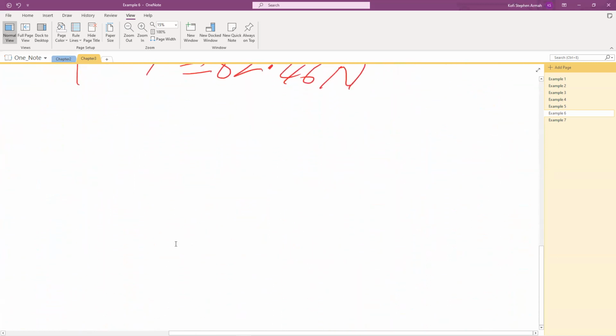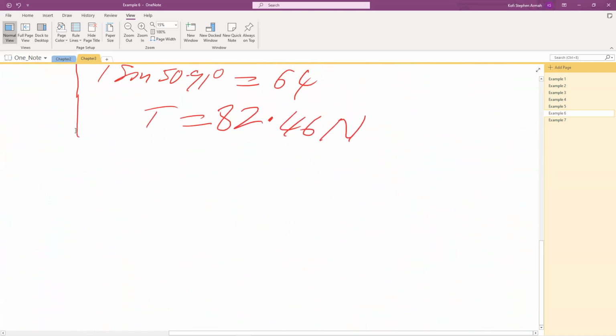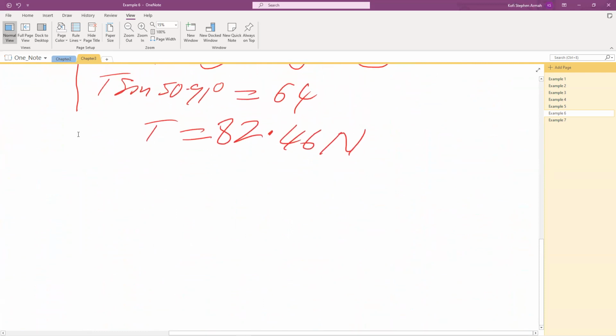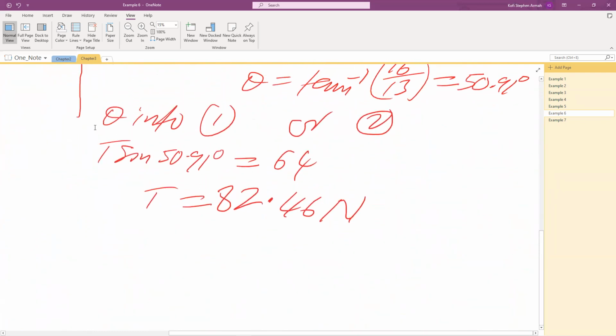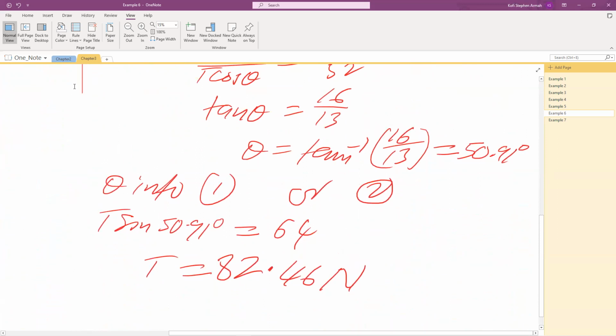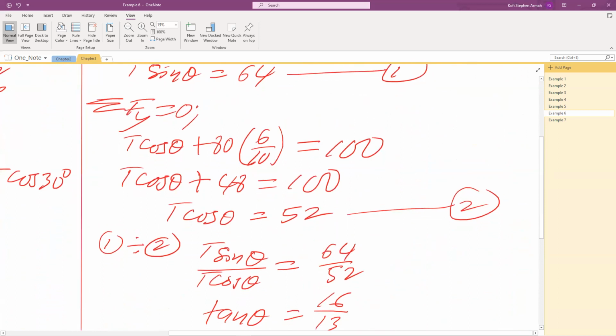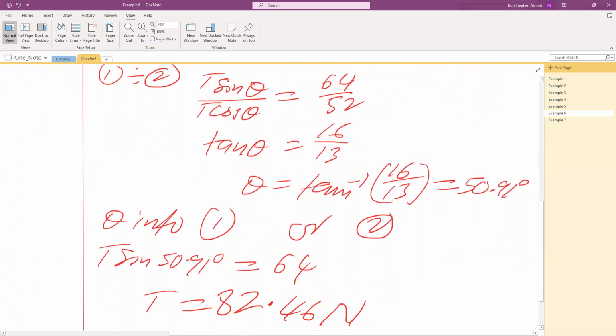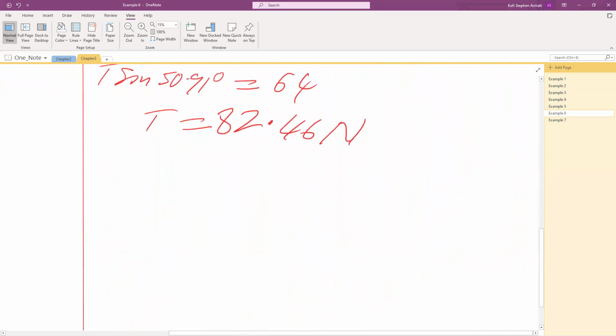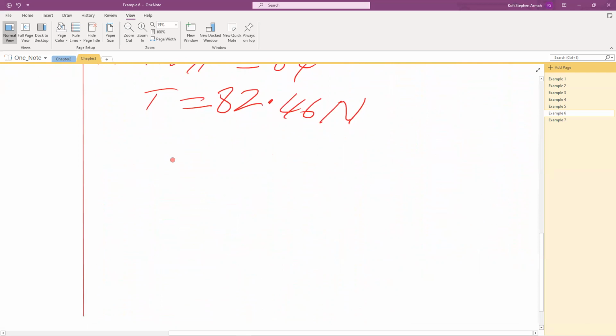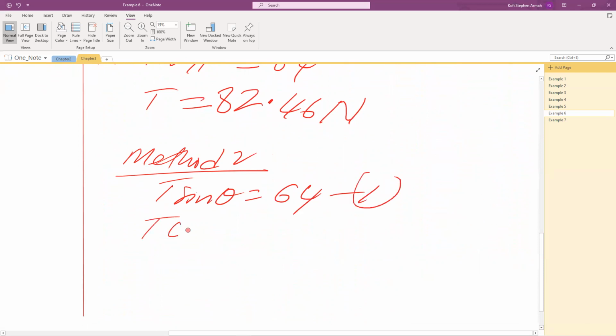So you just decide what you want to do. And of course, you could also substitute into the other equation. There's a line here that I want to extend down. Let me draw this down. So I'm going to show another way of going about it. That is method 2. After you've obtained t sine theta equal to 64, that was equation 1, and t cosine theta equal to 52, that is equation 2.